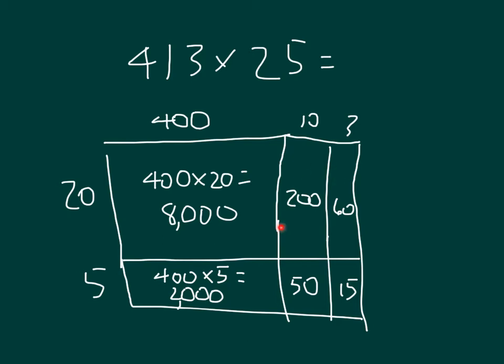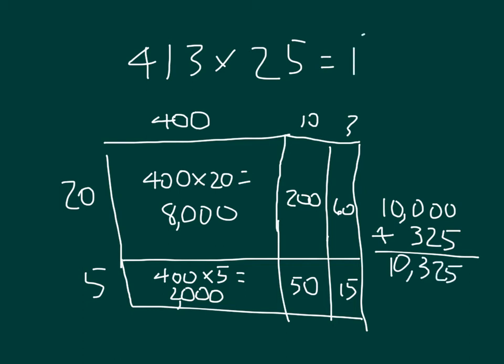We'll go ahead and add these separately, just to make things a little easier. 200 plus 60 is 260, plus 50 is 310, plus 15 more is 325. Go ahead and record that. And then we have 8,000 and 2,000. 8,000 and 2,000 more is 10,000. So we have 10,000 plus 325, which will be 10,325, and that's our product.